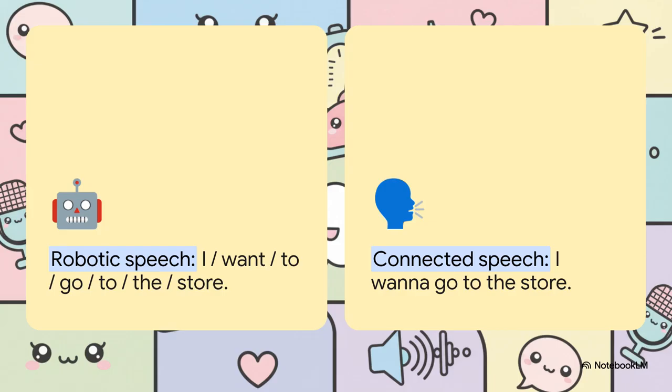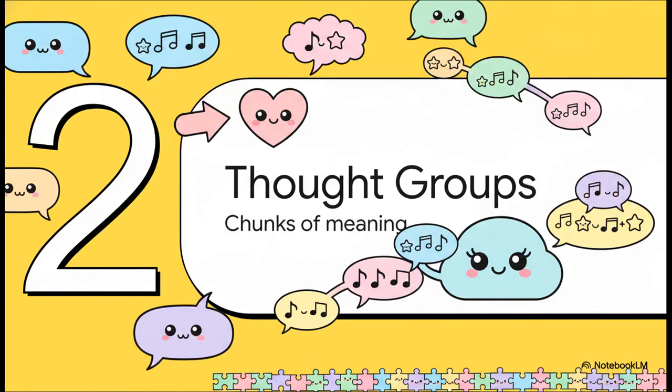I want to go to the store. Do you hear that? I want to go to the store. Those boundaries between the individual words literally just vanish. The entire rhythm of English depends on this exact kind of connected speech. And that builds directly into Pillar 2, thought groups or chunks of meaning.